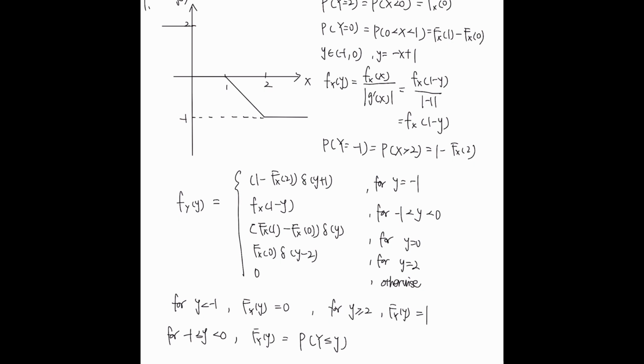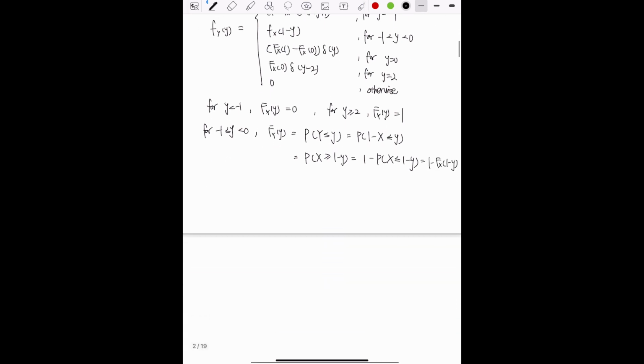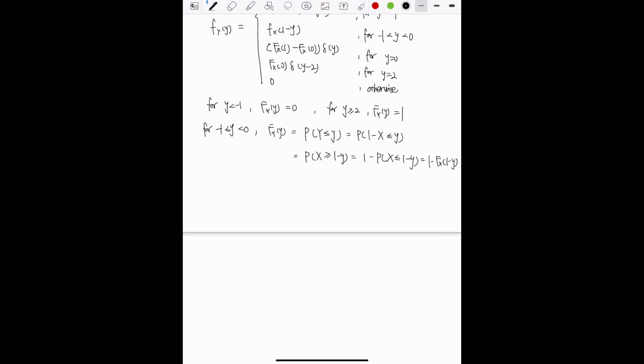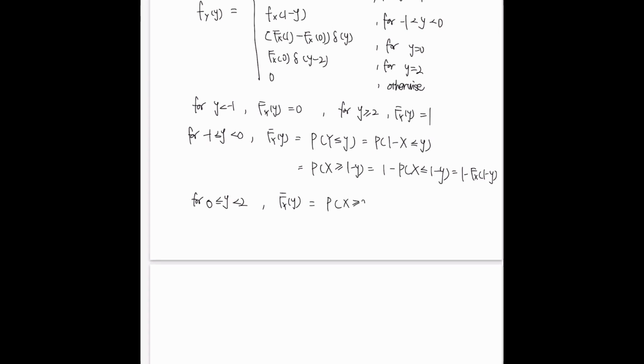Since y equals 1 minus x, it equals the probability of 1 minus x less than or equal to y, which equals the probability of x greater than or equal to 1 minus y, which equals 1 minus the probability of x less than or equal to 1 minus y, which equals 1 minus F_X of 1 minus y. For y greater than or equal to 0 and less than 2, we can see F_Y of y equals the probability of x greater than or equal to 0, which equals 1 minus F_X of 0.